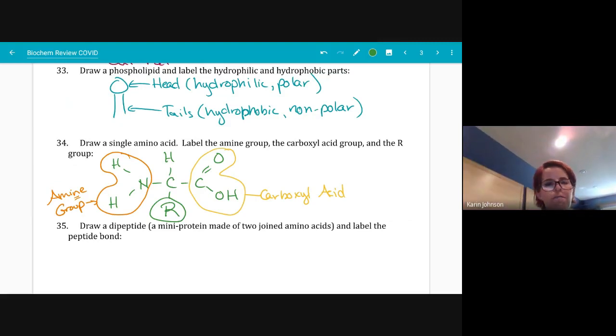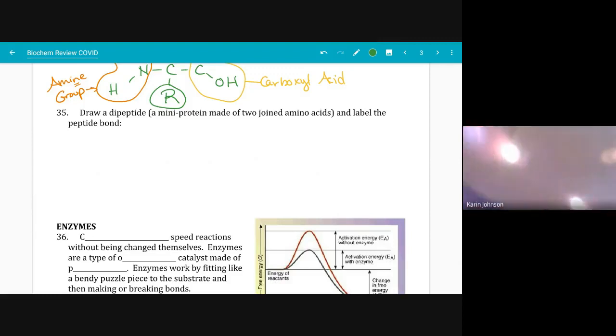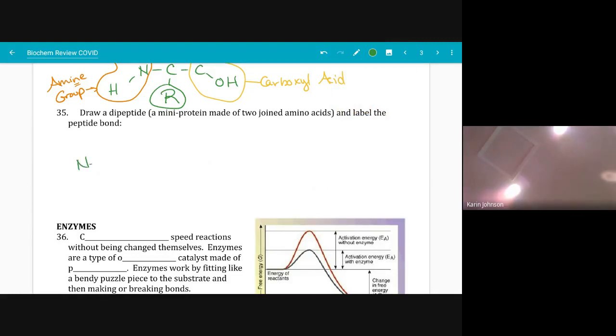All right, number 35, draw a dipeptide. So this is a mini protein made of just 2 amino acids. Basically it's that drawing twice, but then it's going to have a bond between them, and that's a dehydration synthesis reaction that causes them to bond together. Again, I'll draw it here quickly. I would never ask you to draw this yourself without notes. This is something that I would expect you to recognize on the test, but never to have to draw on your own. Once you take biochemistry in college, then you would have to draw this on your own.